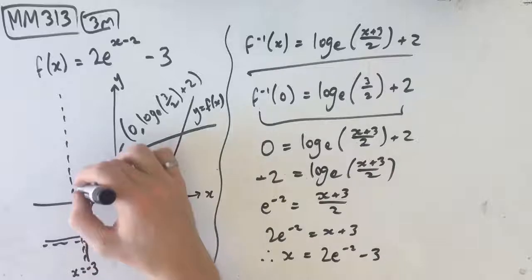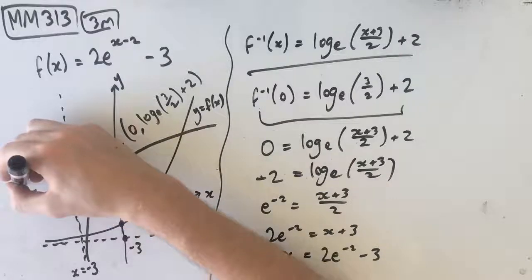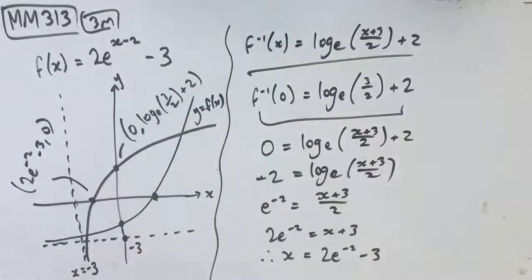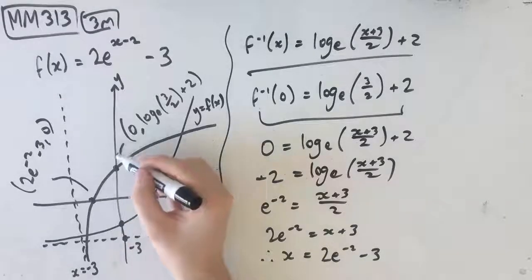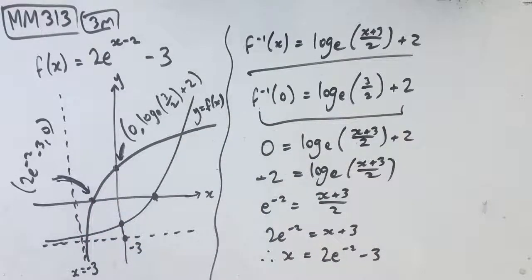So this point here, where am I going to write this? Is (2e to the negative 2 minus 3, 0). Awesome. And it's okay to do this sort of thing. Like if you don't have much room, you can just use these little arrow things, and that's perfectly fine. They'll know what you're talking about.